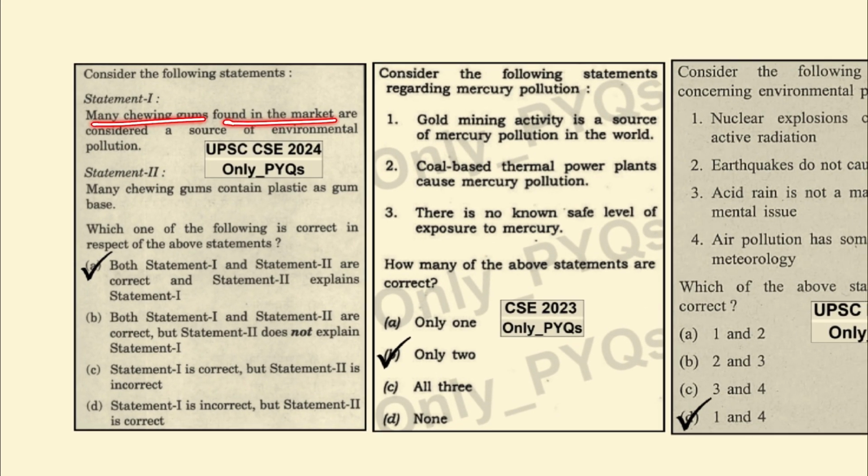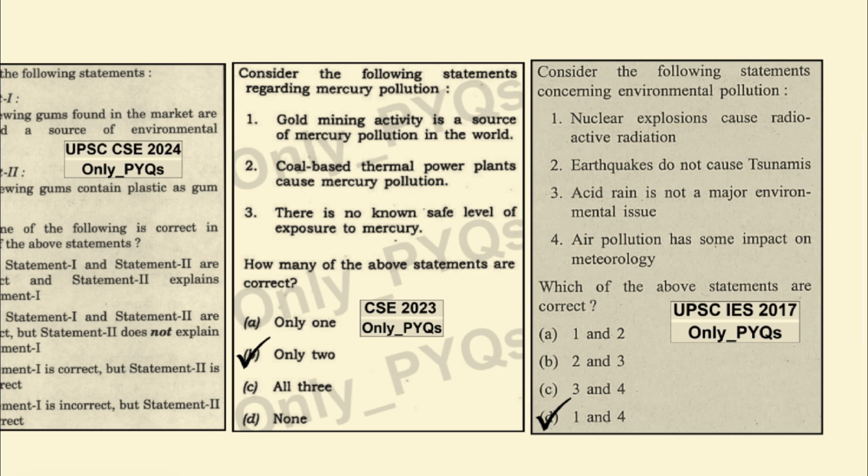Many chewing gums found in the market are considered a source of environmental pollution. This is a correct statement. Many chewing gums contain plastic as the gum base. This is also a correct statement. And the plastic is responsible for the environmental pollution. Hence, this statement becomes the correct reason for statement 1. So, the answer is option A.